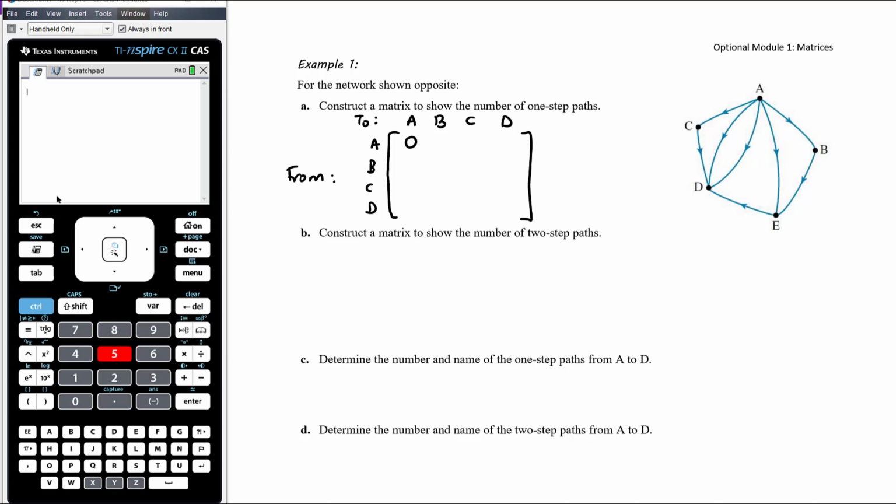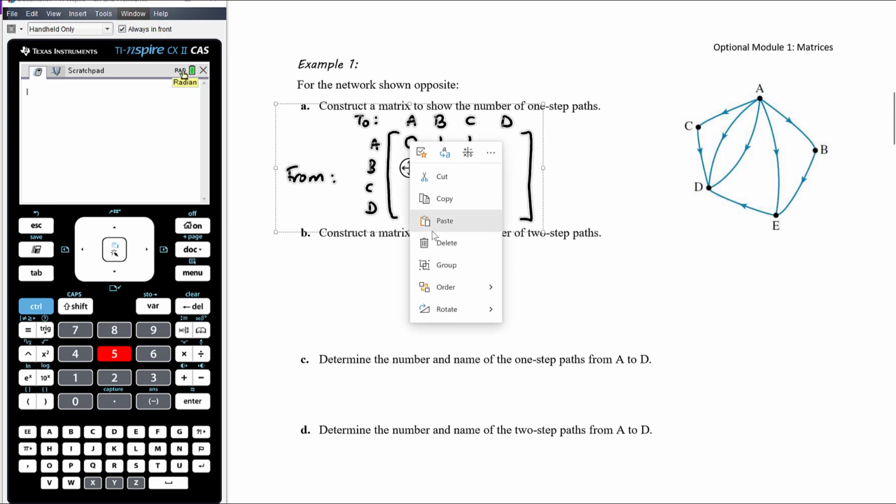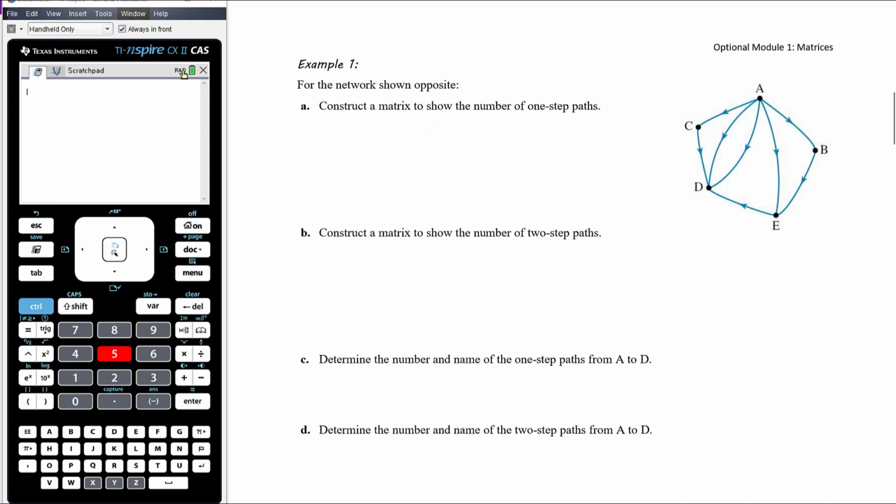From A to B in 1 step, there is 1 path. From A to C in 1 step, there is also 1 path. From A, I need a bigger matrix. We've got 5 cities. My apologies. All right, let me just erase this and start again. I didn't look far enough in advance.